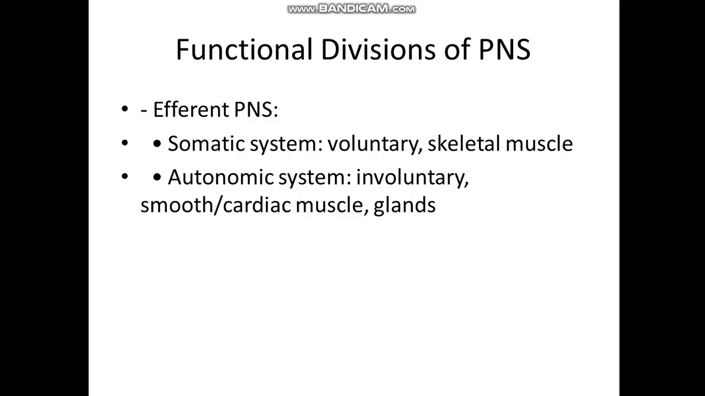So here is the division: central nervous system, peripheral nervous system. Then in the peripheral nervous system, afferent and efferent. In efferent we have the somatic system and the autonomic system.